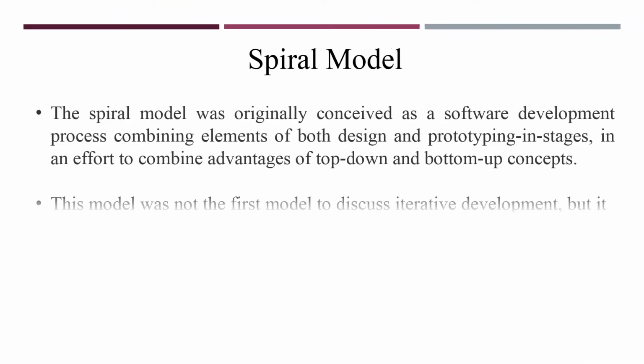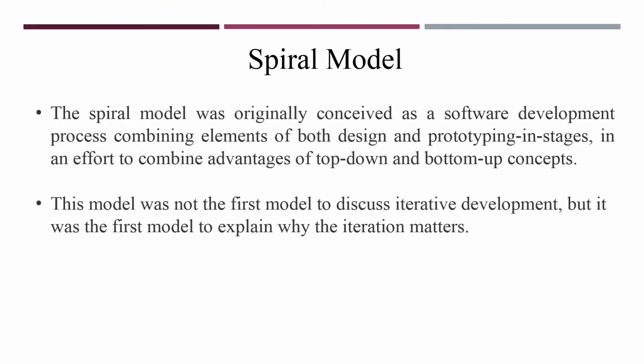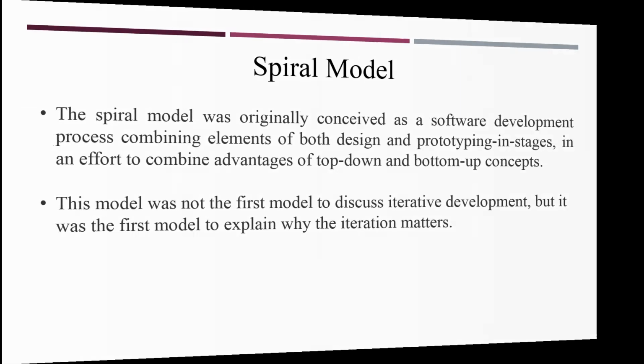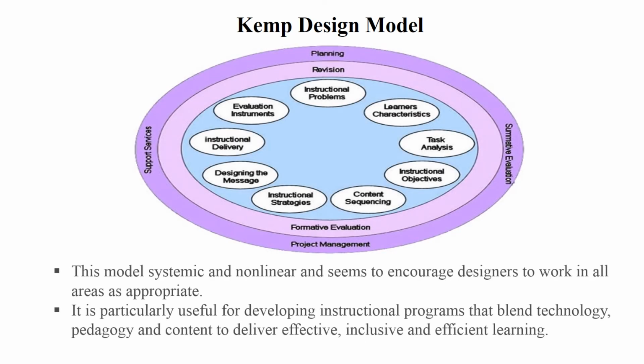The spiral model was originally conceived as a software development process combining elements of both design and prototyping in stages, in an effort to combine advantages of top-down and bottom-up concepts. This model was not the first model to discuss iterative development, but it was the first model to explain why the iteration matters. Kemp design model consists of 9 key elements.